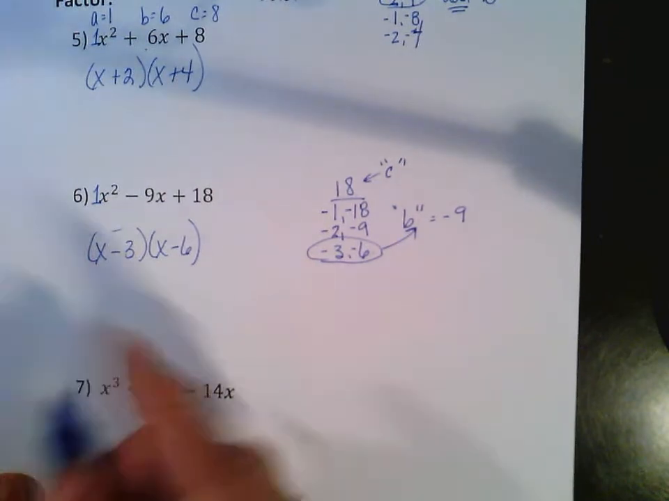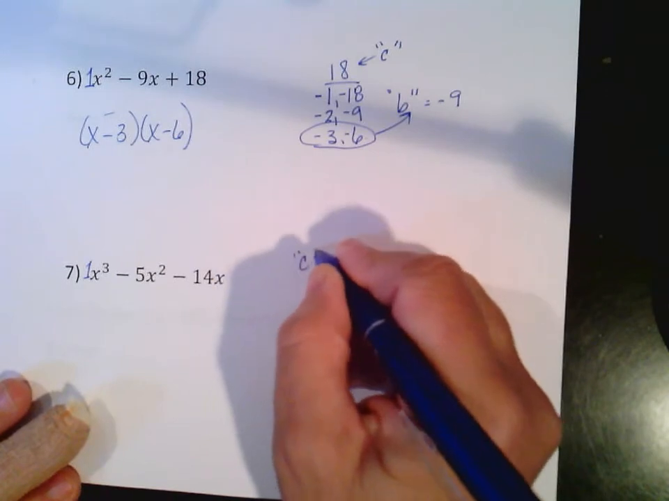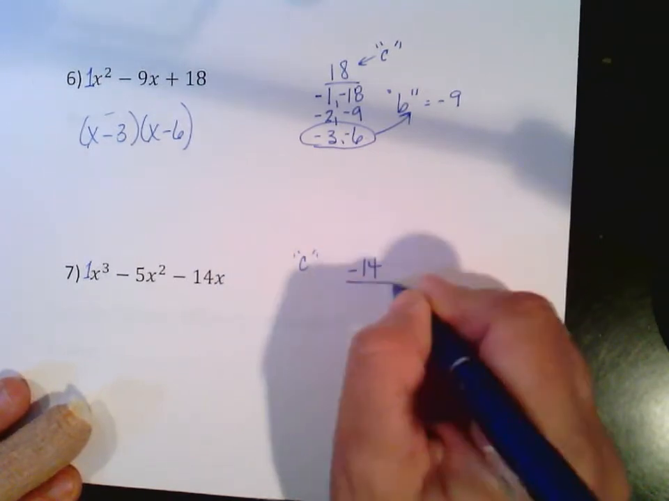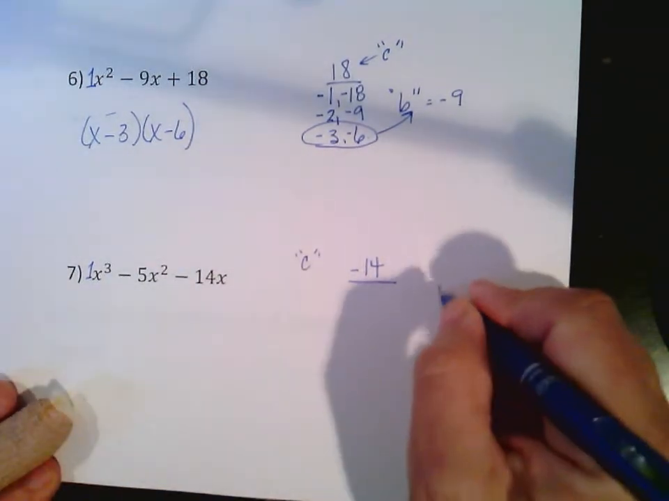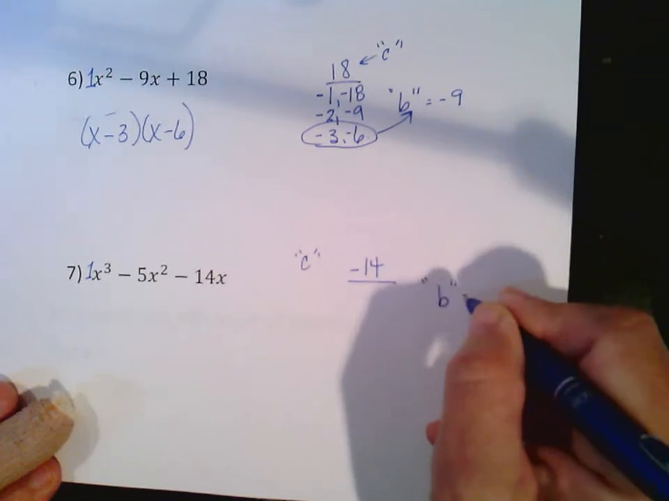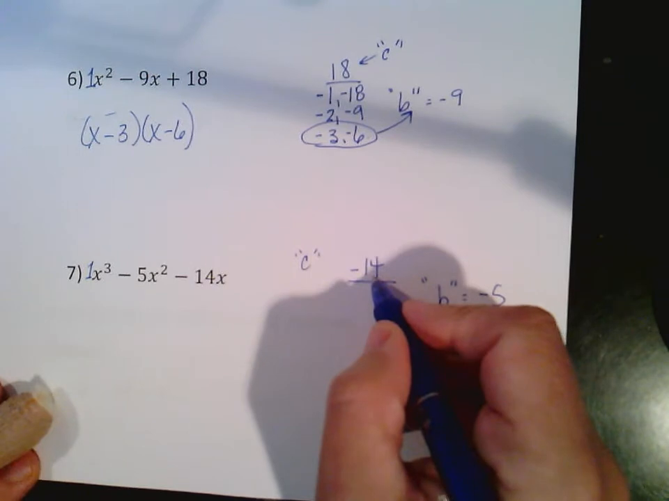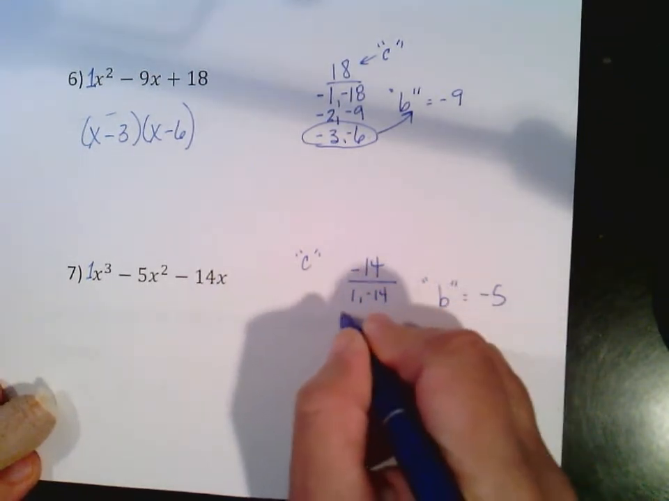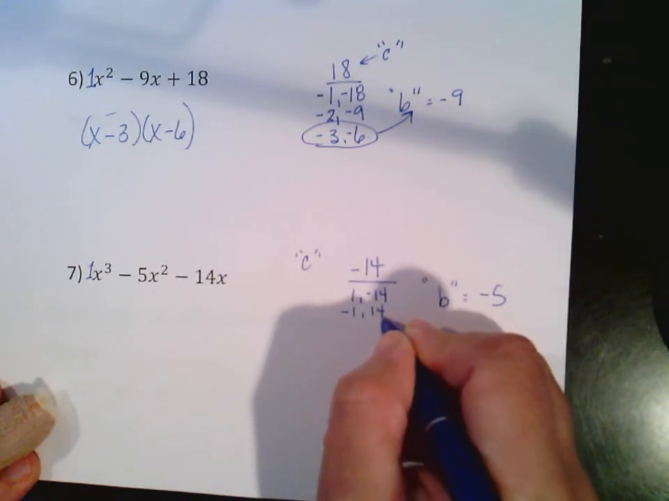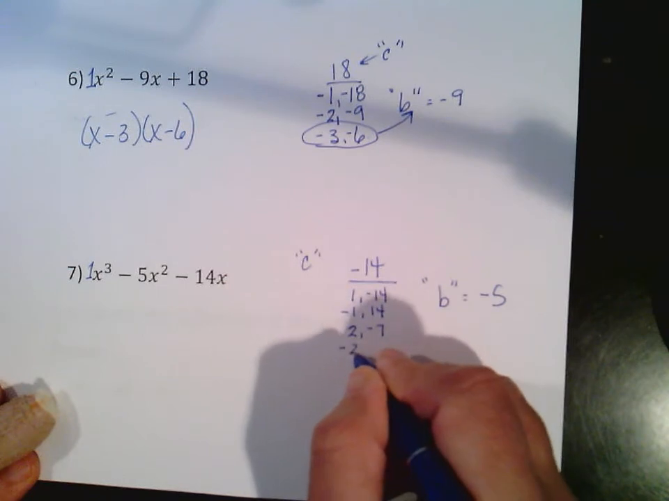Okay, again, leading coefficient is 1, so I can use this system again. My C term this time is a negative 14. In order to have two numbers multiplied to be a negative, that means one's going to be negative and one's going to be positive. My B term also happens to be negative. It's a negative 5. So a positive and a negative that would multiply to be 14 would be a positive 1 and a negative 14, or a negative 1 and positive 14. I could have a positive 2 and a negative 7, or a negative 2 and a positive 7.